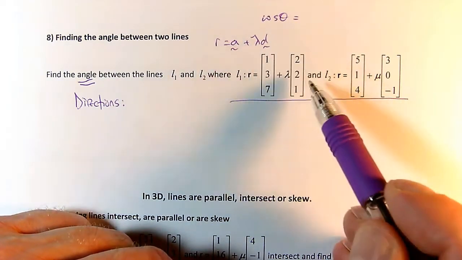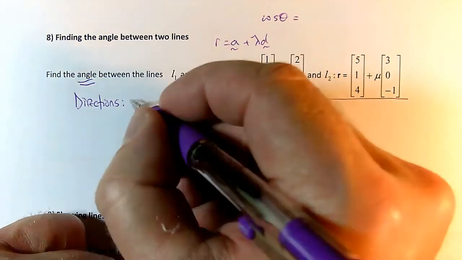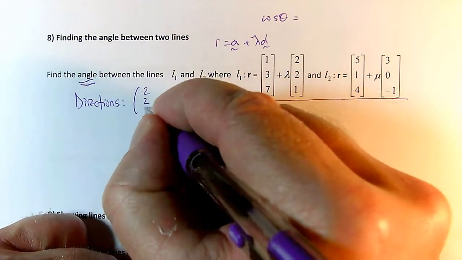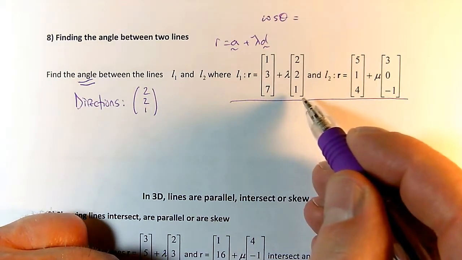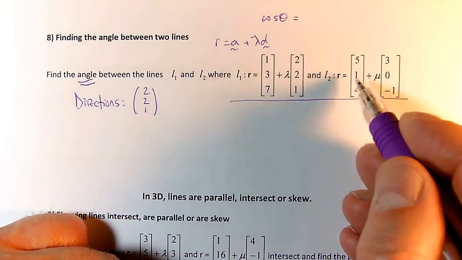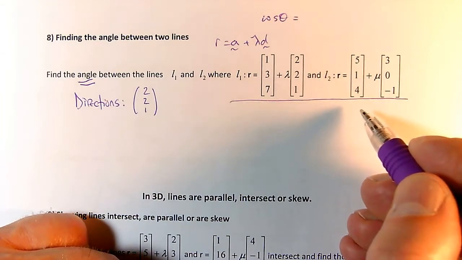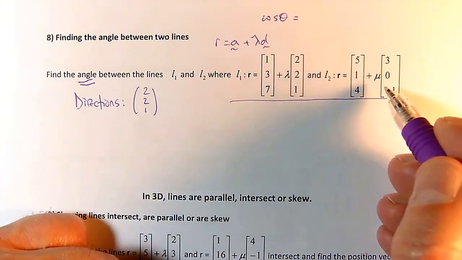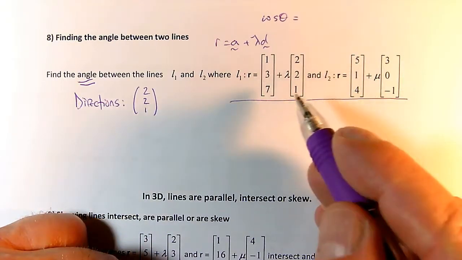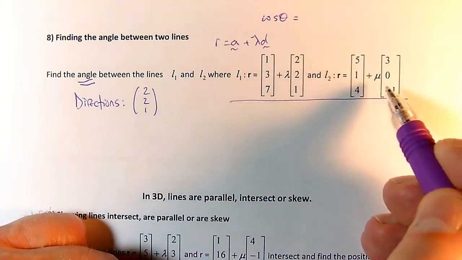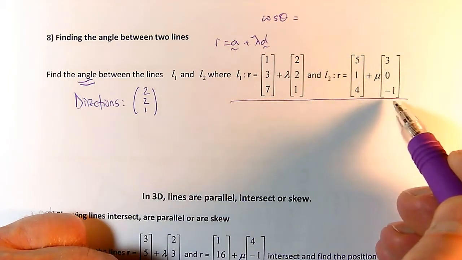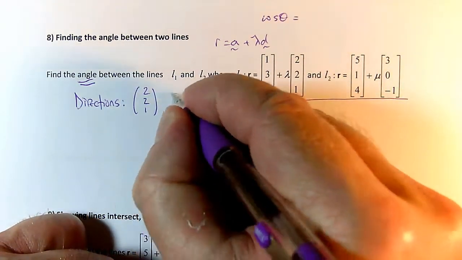The answer is this d. So this (2, 2, 1) is the direction of the first line, and that's all I care about for this first line. And for the second line, this is a position on the line. Well, that's lovely, but I don't care. This is the direction of the line. I don't need the mu. Notice that when we've got two lines, we tend to use two different letters for the parameters, but I don't care about the parameter. I just care about the direction, which is (3, 0, 1).